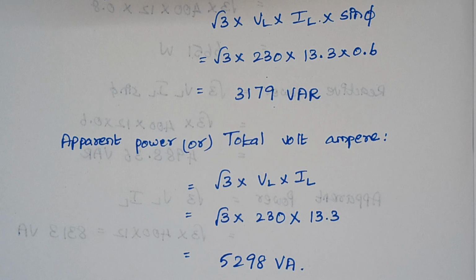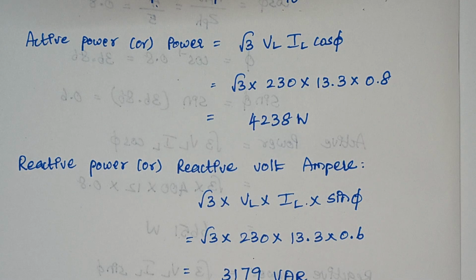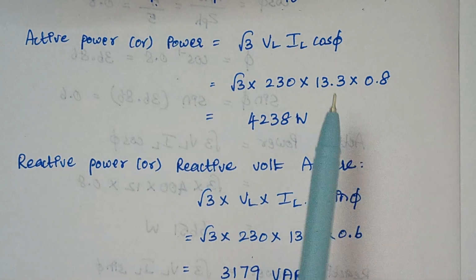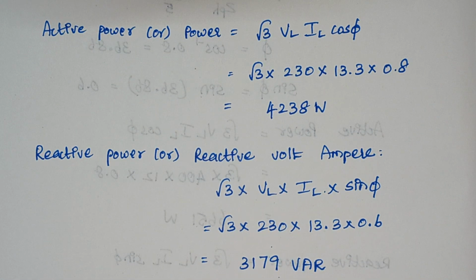The main thing is, once you know the formula, you can easily substitute and calculate the final answer. You should know how to calculate the value of cos phi and sin phi. And depending upon the problem, whether it is a star network or a delta network, you should carefully choose the values of VL and IL. Once it is done, it is very easy to solve these types of problems.